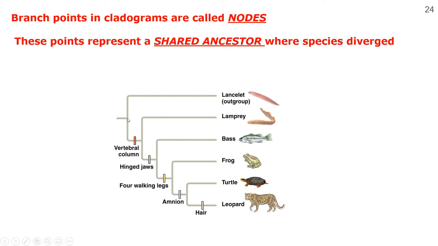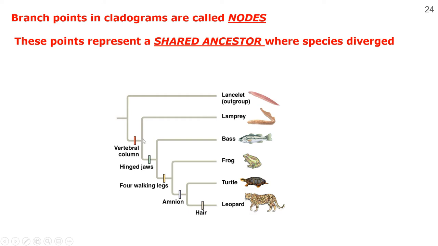Each branching point, these are called nodes. Each branching point, these nodes, is representing some shared ancestor where a species diverged. So somewhere along the line, there was some ancestor that was the ancestor to all of the organisms that are in the cladogram. But over time, the species move away from each other. So we have a shared ancestor for everybody, but then we have one ancestor that develops a vertebral column. And that ancestor would be right here in this node.